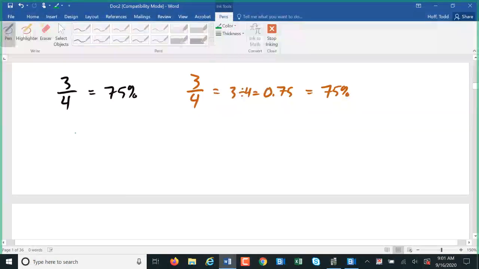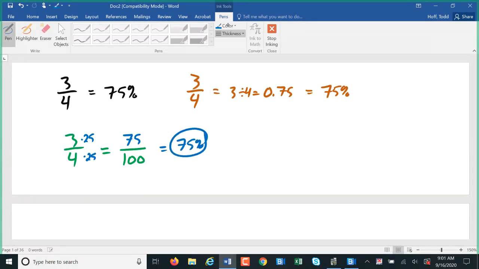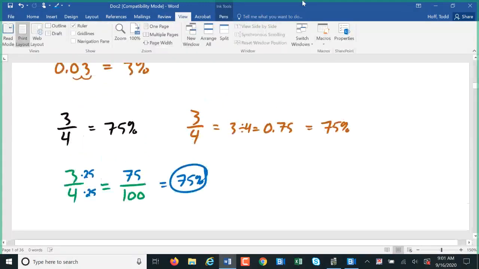Or we could think of that ratio. That's 3 out of 4. A percent has to be out of 100. Now here we could just say, hey, 4 times 25 is 100. We'll do 3 times 25 is 75. 75 out of 100 is 75%. But not all fractions are that easy to convert from their denominator into hundredths.